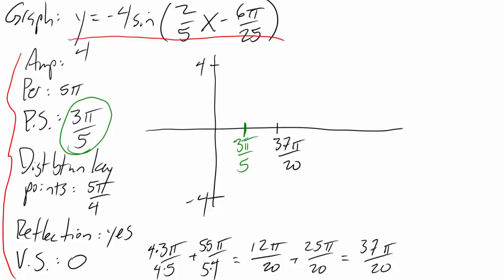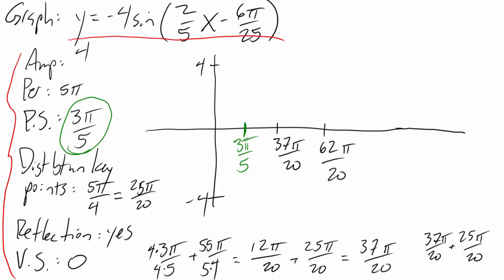Now, rather than go back to our distance between key points as 5 pi over 4, and then take our new point and continually find a common denominator, with the work we've already done here, we know that 25 pi over 20 is going to be the amount we're going to add each time if we keep our common denominator as 20. So now I'm just going to worry about taking the 37 pi over 20 and adding another 25 pi over 20, which will give me 62 pi over 20.